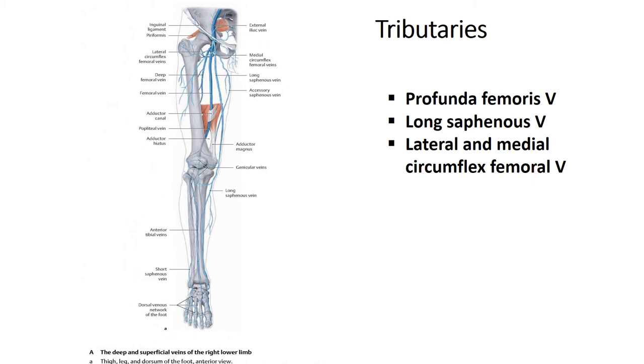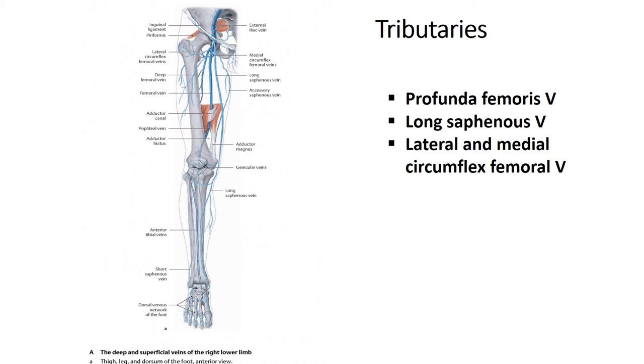Next are the tributaries. The tributaries are the same as the branches of the arteries. From the deeper aspect, there is the profunda femoris, or the deep femoral vein. Then we already know the long saphenous vein, which pierces the fascia, and from here it goes inwards and drains into the femoral vein. And there are the two circumflex veins, from the branches of the profunda femoris, so they are the lateral and medial circumflex femoral veins. So these are the tributaries of the femoral vein.